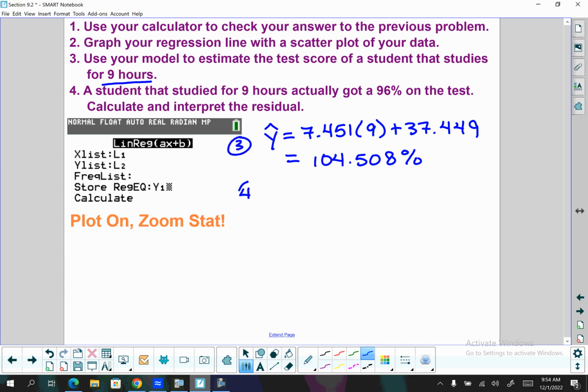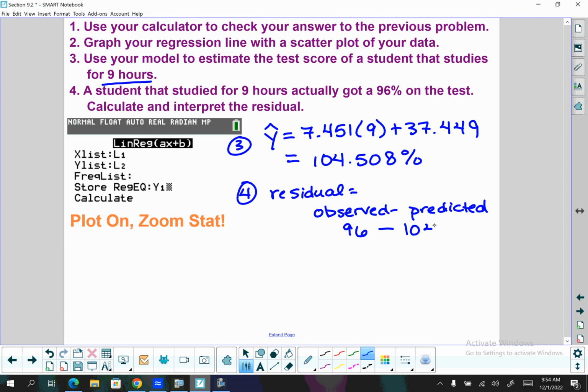Question number 4, a student that studied for 9 hours actually got a 96% on the test. Calculate and interpret the residual. So the residual, again, is observed value minus predicted value. So our observed value is what actually happened. They got 96 minus what our model predicted.